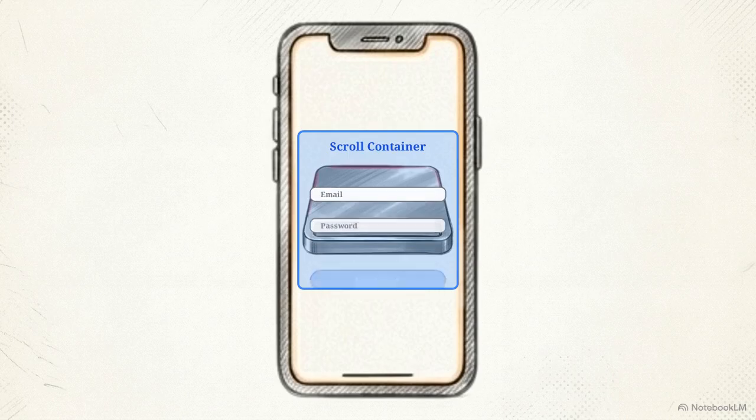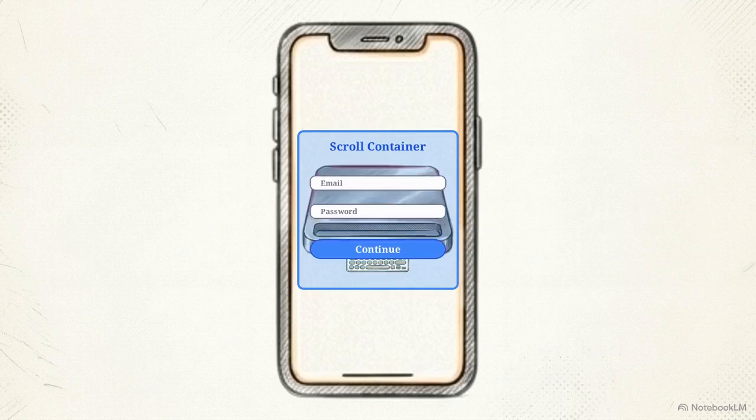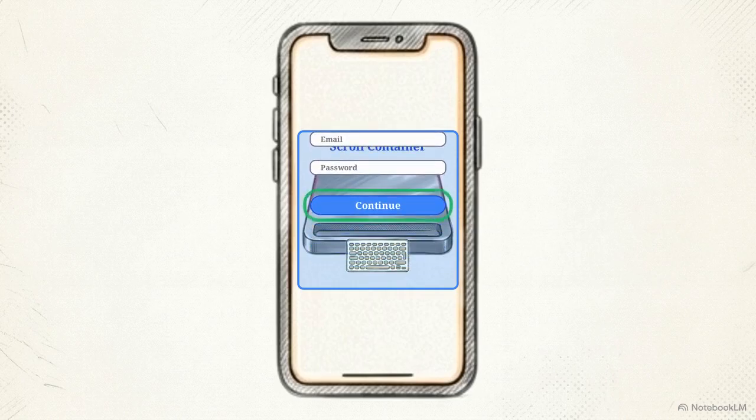This diagram illustrates why a login form requires a scrollable layout. When a user taps to type, a virtual keyboard eclipses the lower screen. A fixed layout leaves buttons permanently hidden, but a scrollable container lets users slide obscured fields into the active viewport.